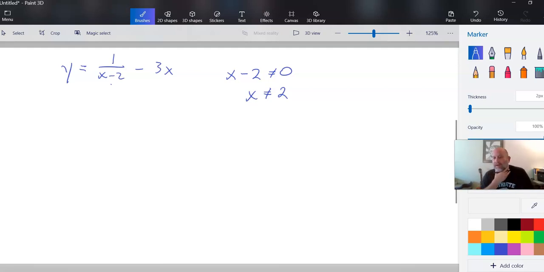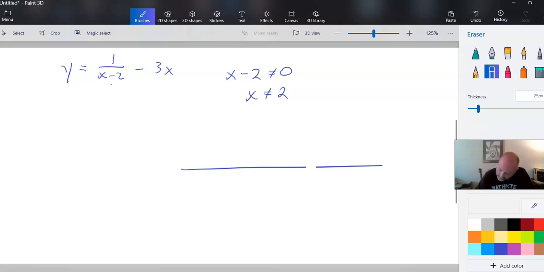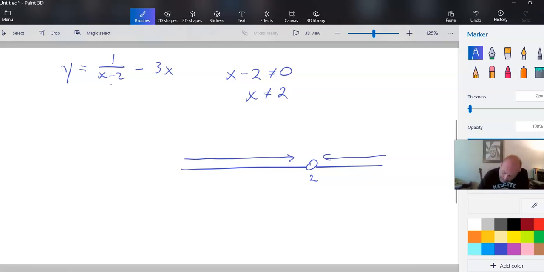Now, in a lot of contexts, that is perfectly good. Hey, the discontinuity is at 2. X can't equal 2. But we're going to need to write it in interval notation. So basically what this says, if x is not equal to 2, here's our number line, and basically I have a hole here at 2. And so I need to note the interval up to 2 and the interval above 2. So I'm going to write them down separately.